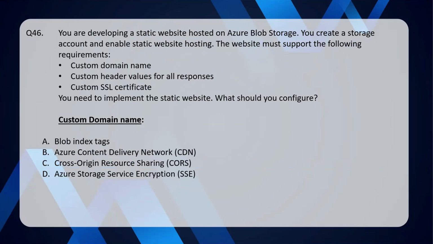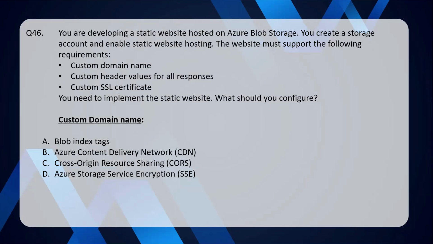Next question. You are developing a static website hosted on Azure Blob Storage. You create a storage account and enable static website hosting. The website must support the following requirements: custom domain name, custom header values for all responses, custom SSL certificate. You need to implement the static website. What should you configure? The first part of the question is talking about custom domain name. And your options are blob index tags, Azure Content Delivery Network, cross-origin resource sharing, Azure Storage Service Encryption.